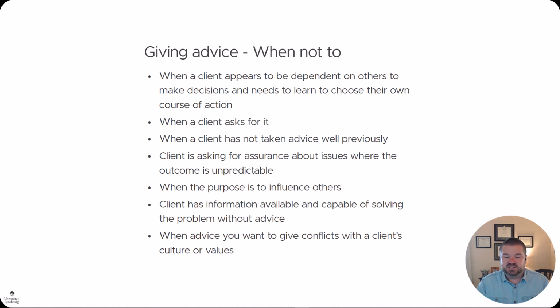If you've given advice at some point and the client did not respond well, probably don't try it again. It may just be indicative of how advice is going to be housed in this relationship, that it's just not going to be something that works that well. If the client is asking for assurance where the outcome is unpredictable, so they're saying, I could do this or I could do that, what do you think I should do? And we're sitting here like, I don't know what the outcome is going to be of either of these. Definitely don't give advice in those situations. When you're just trying to influence or manipulate the client, don't do it then.